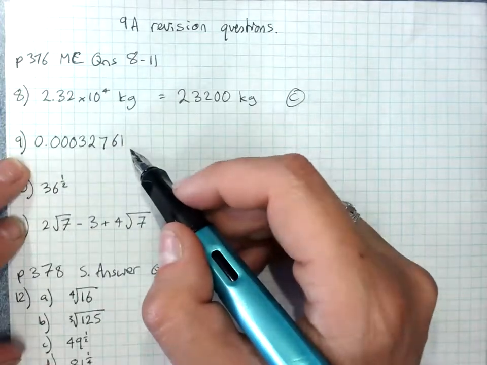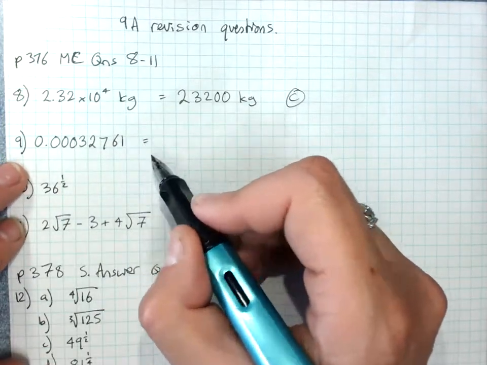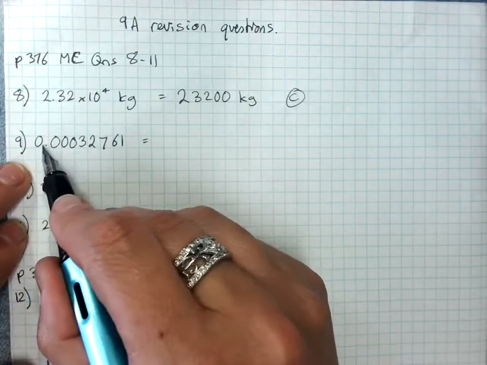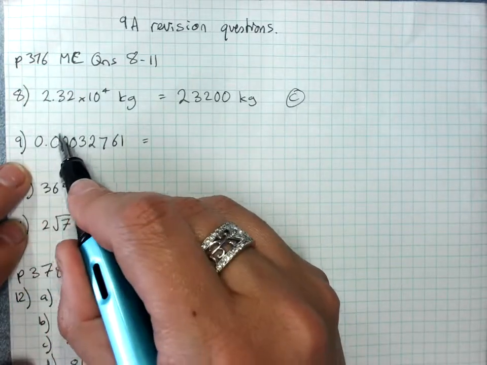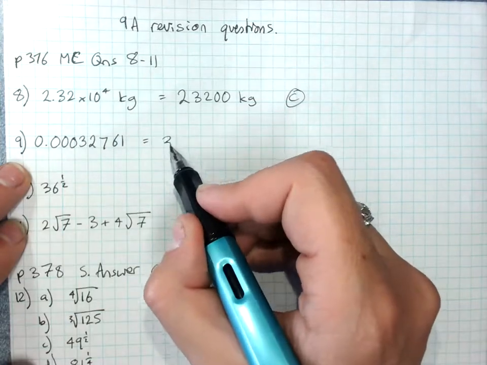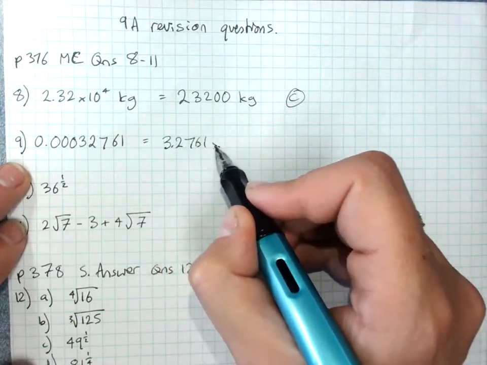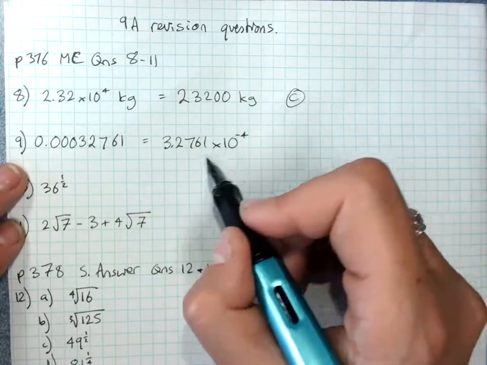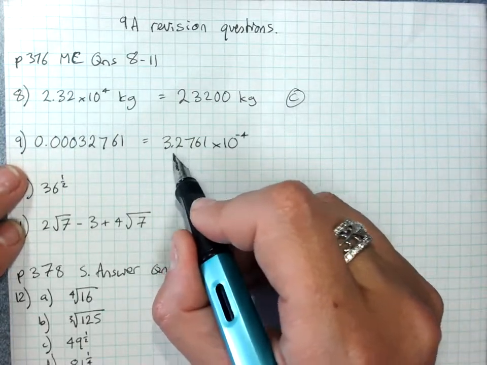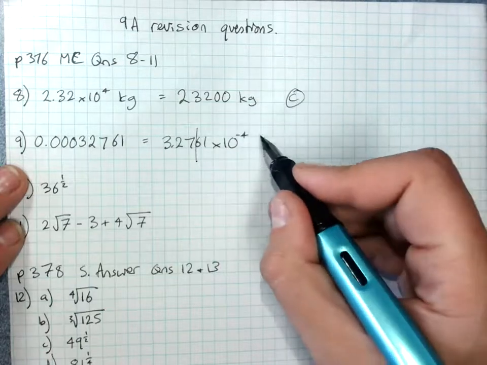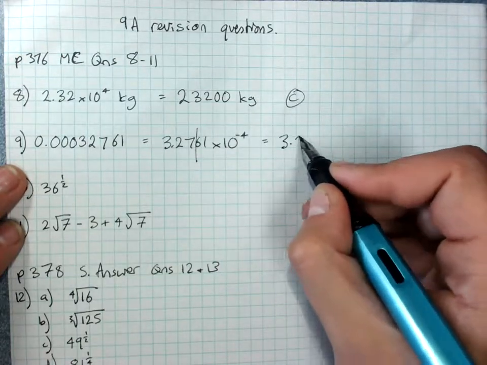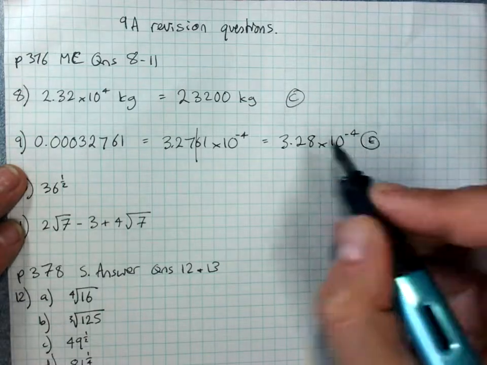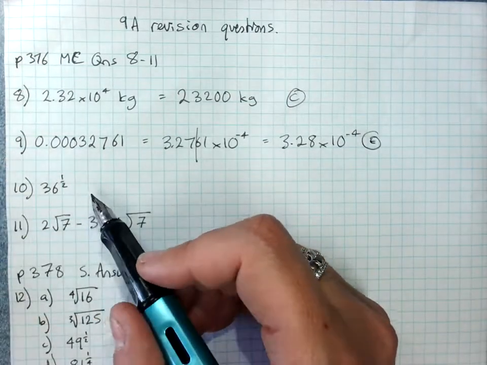Question 9, write this in scientific notation, rounded to 3 significant figures. So scientific notation means 1, 2, 3, 4. This will be 3.2761 times 10 to the negative 4. And we need to round to 3 significant figures. That's 1, 2, 3. So I'm rounding here. 3.28 times 10 to the negative 4. So that's E.